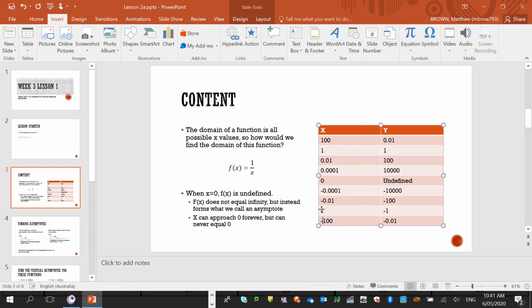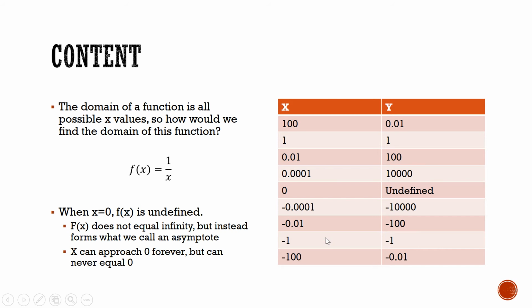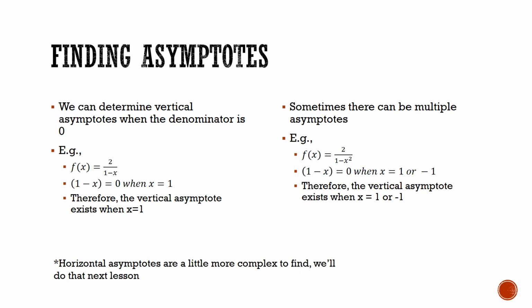If x starts from negative 100, negative 1, and gets closer to 0, you'll see it goes to negative infinity. But when it gets to 0, you can't define it. So it approaches positive infinity here, it approaches negative infinity here, but at 0, you can't define it. And that's what we call a vertical asymptote.